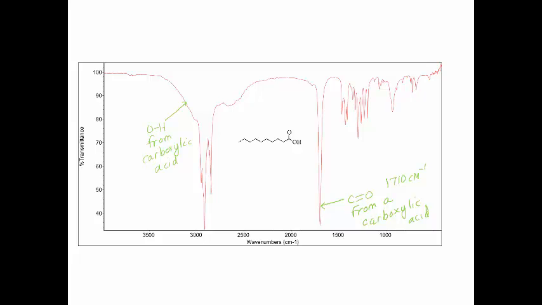And then, as you can see, we still have this sp3 carbon hydrogen, but it almost looks like it's hanging off, and it is. It's hanging off that oxygen-hydrogen peak from the OH of the carboxylic acid, but this is still definitely our sp3 carbon hydrogen.